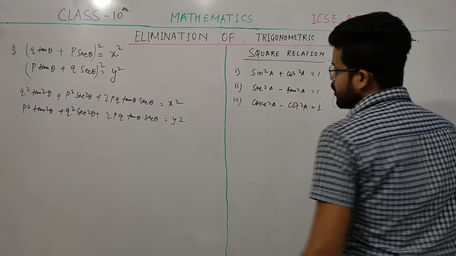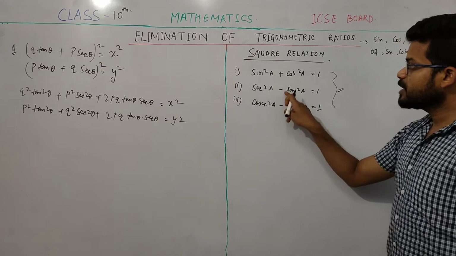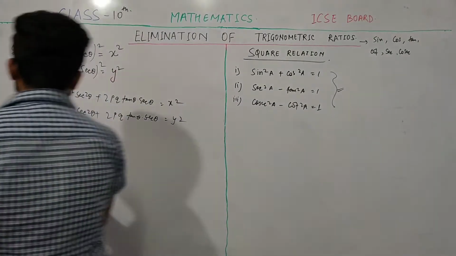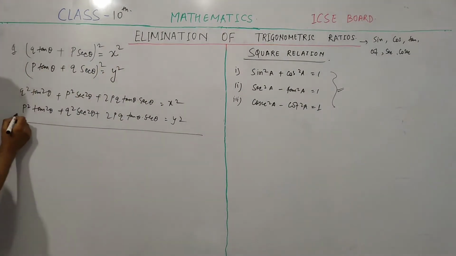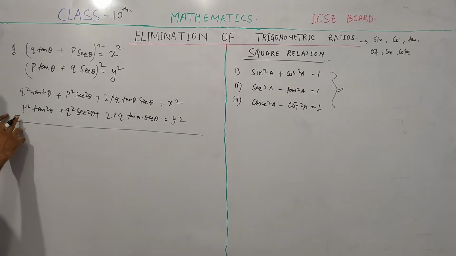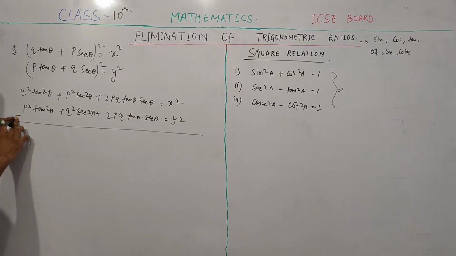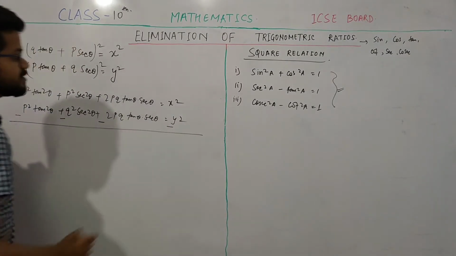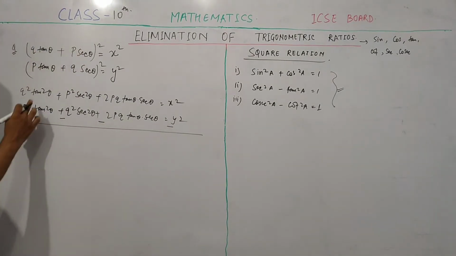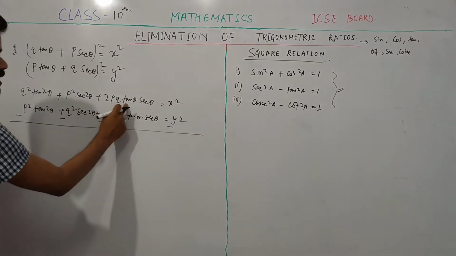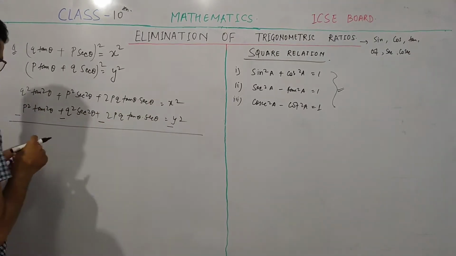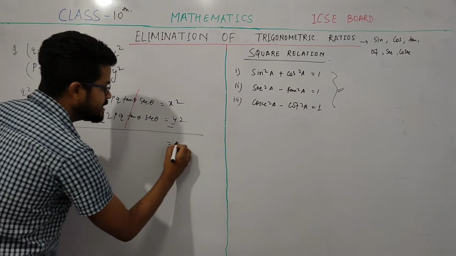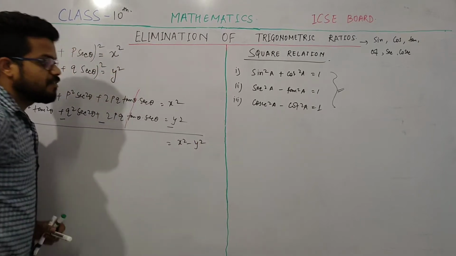Now what we do further, we subtract both the equations, because here this is sec square minus tan square. So I subtract both the equations. If I subtract here, this sign changes into minus, this plus also changes into minus, and this is also changed into minus. So here this 2pq tan theta sec theta simply cancels out. Here on the right hand side is x square minus y square.